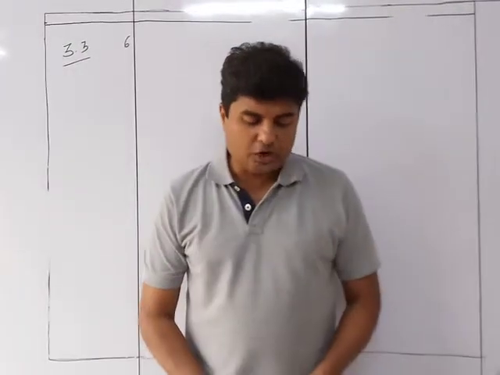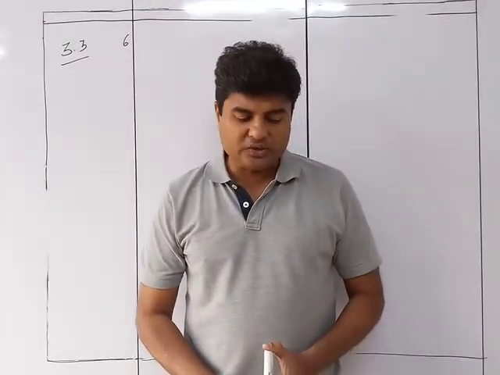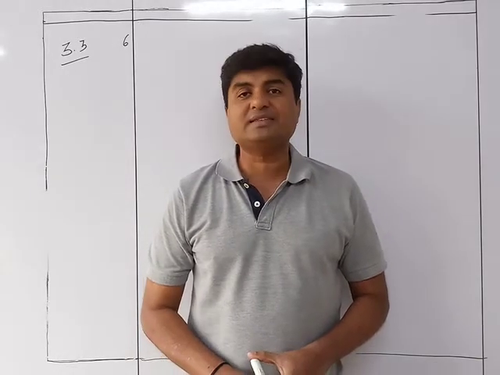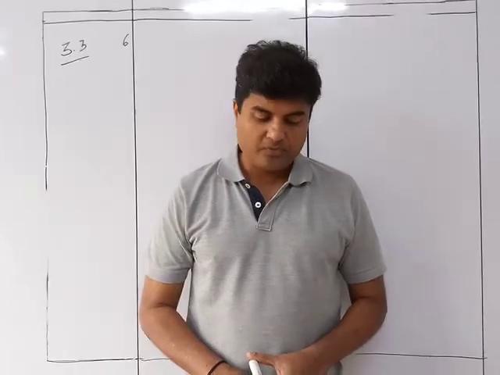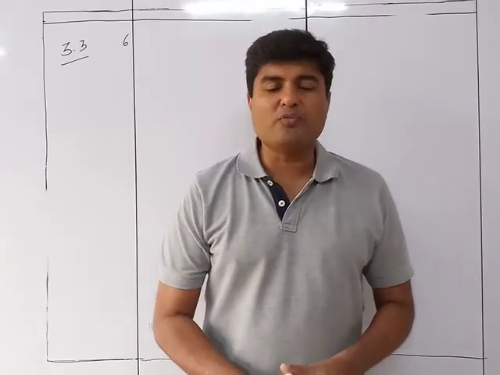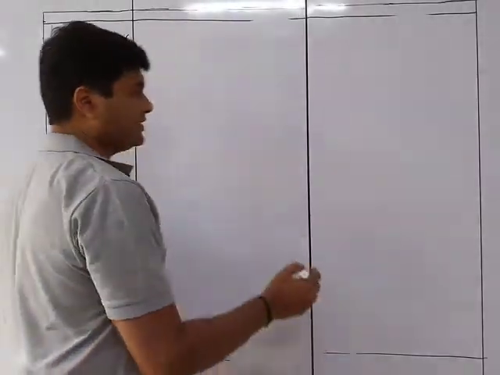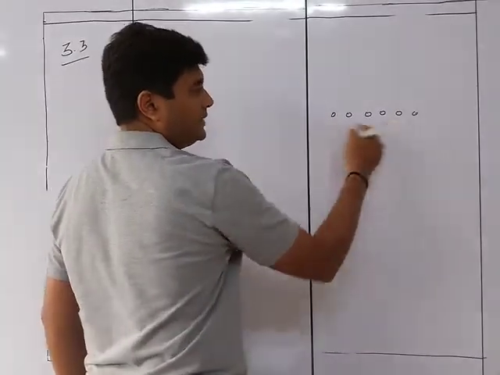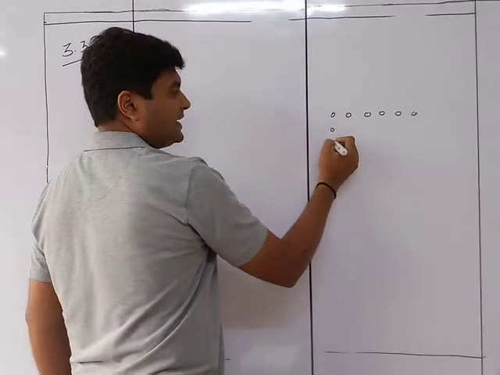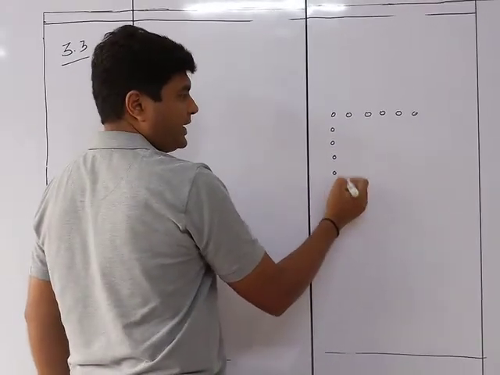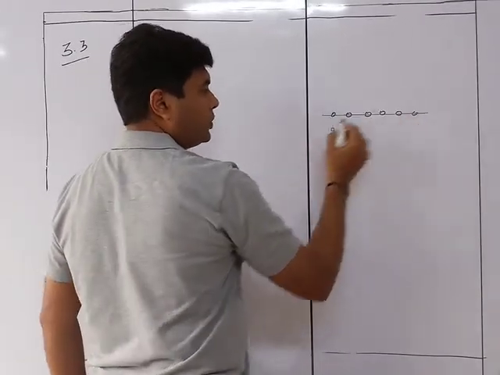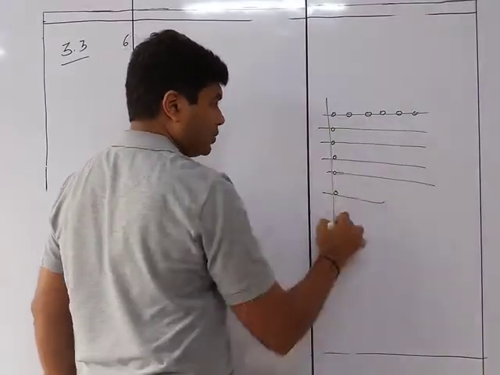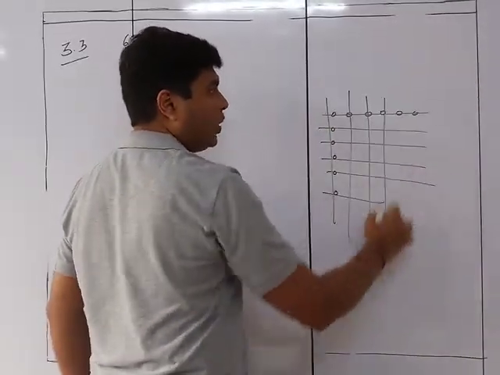4225 plants are to be planted in a garden in such a way that each row contains as many plants as the number of rows. Find the number of rows and the number of plants in each row. So what do you mean by this? Suppose there are 1, 2, 3, 4, 5, 6 plants in a row, such that there are 6 rows. So the number of rows and the number of plants per row are all the same.